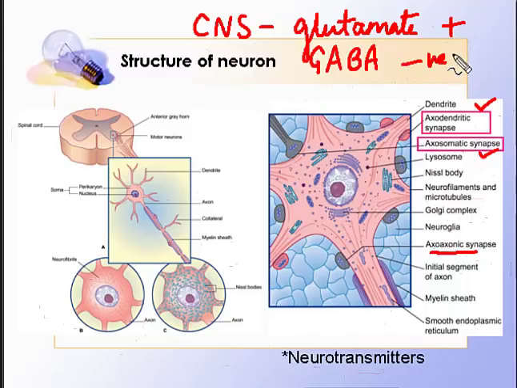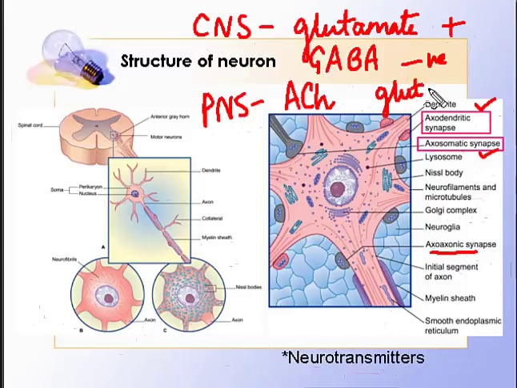In the peripheral nervous system, you don't really have any inhibitory neurotransmitters, but the neurotransmitter for motor neurons to skeletal muscle is acetylcholine, and this is how it's usually written. And the sensory neurons, they use the neurotransmitter glutamate. So sensory neurons use glutamate and motor neurons use acetylcholine in the peripheral nervous system.